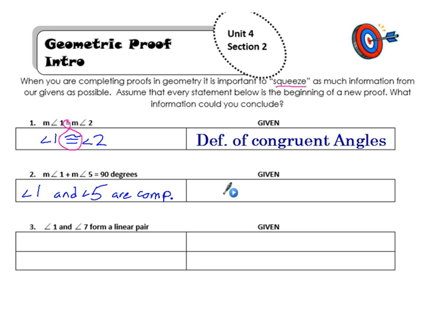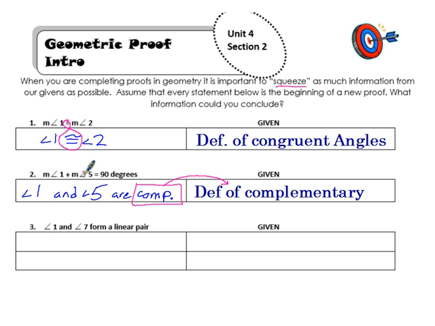They're complementary. So anytime in a geometry proof you find yourself using a vocabulary word, there's a really, really good chance that your explanation or your reason as to why we can say this, because keep in mind all of these are whys, comes from that word. Why can I say that 1 and 5 are complementary? Because that's the definition of complementary, that the two angles add up to 90.